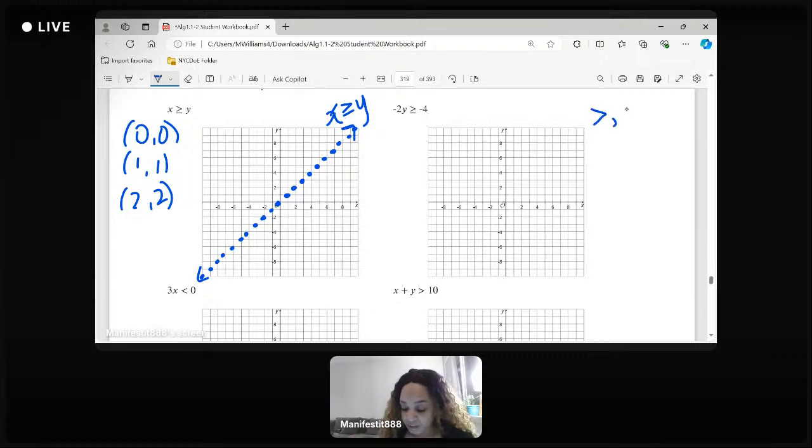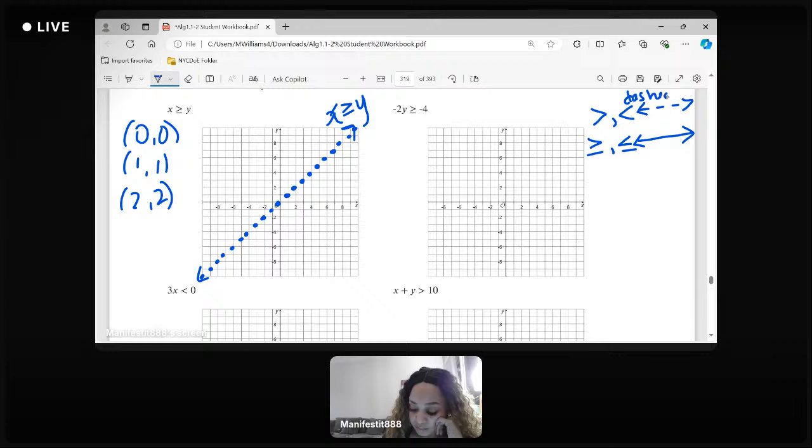If you have greater than or less than, you want to use a dashed line. If you have greater than or equal to or less than or equal to, we make it a solid line. It's always easy to remember that because just look at the symbols. They both have the lines underneath. That should tell us I need a solid line here. You can say dashed or dotted or solid.